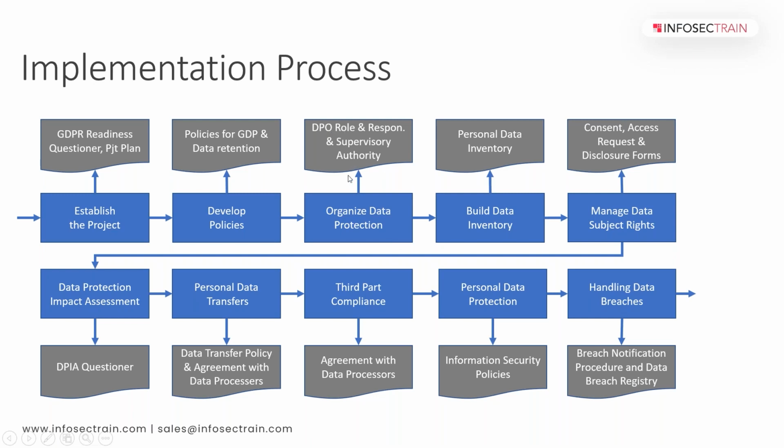So you have different roles here: DPO role, supervisory role, supervisory authority. So all these roles are going to be created. And I'm also going to say what the responsibility and authority is. When I build the data inventory, that means I'm going to identify the information assets. Then I'm going to see what the personal data is within that. So I need to identify what all I should consider as personal data.